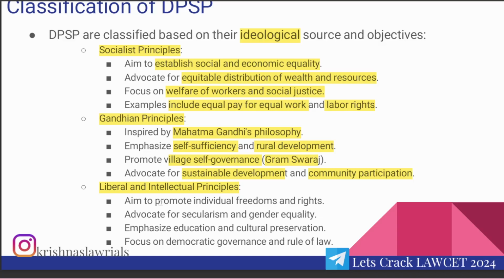Liberal and intellectual principles are aimed to promote individual freedom and rights. They will be focusing more on a person rather than other things. Advocate for secularism and gender equality. Here they say that everyone is equal, no Muslim, no Hindu, no girl, no boy. Secularism and gender equality. Emphasis on education and cultural preservation. Focuses on democratic government and rule of law. So right now we are following liberal and intellectual principles. If we say, Gen Z is following this right now, liberal and intellectual principles.